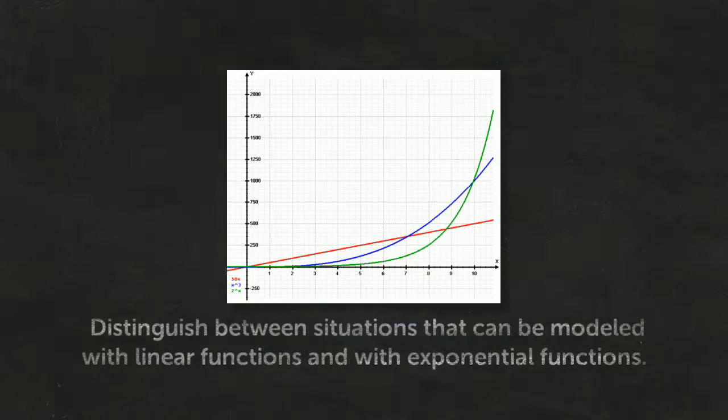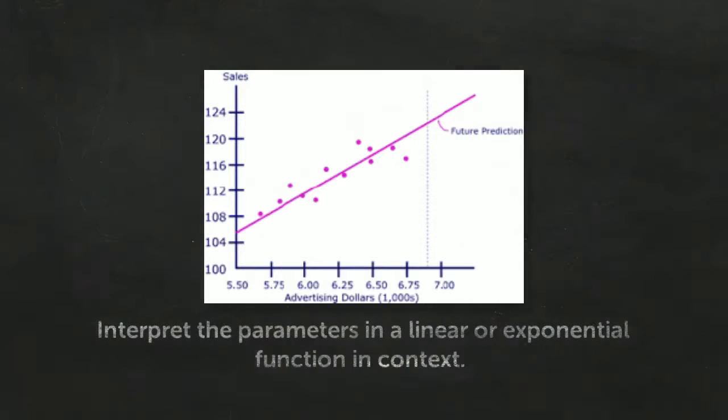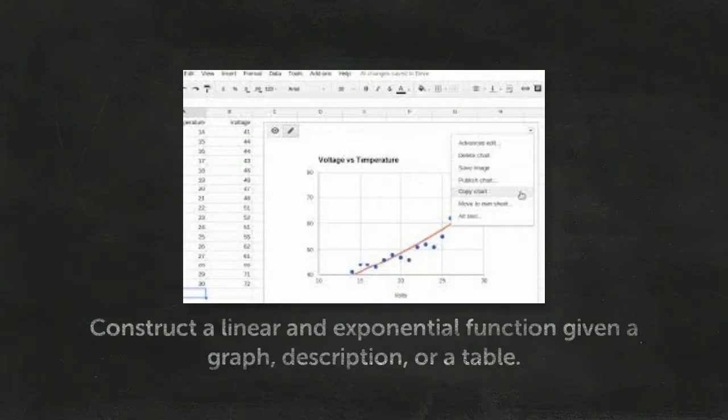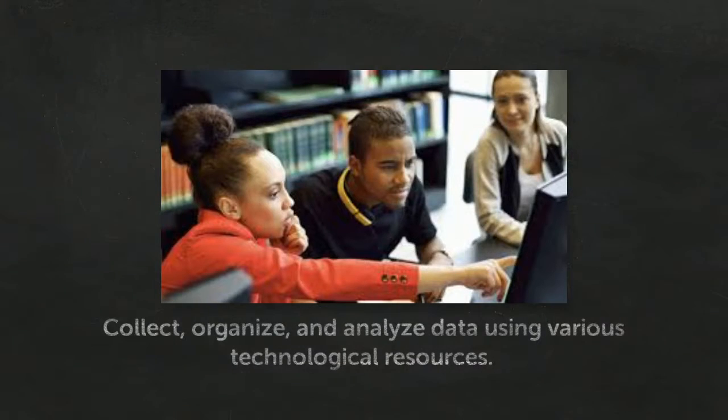Mr. Rufinak told us that we would be able to distinguish between situations that can be modeled with linear functions and with exponential functions after doing this lesson. He also said we'd be able to interpret the parameters in a linear or exponential function in context. In addition, we would be able to construct a linear and exponential function given a graph, description, or a table. Finally, after doing this lesson, we would be able to collect, organize, and analyze data using various technological resources.